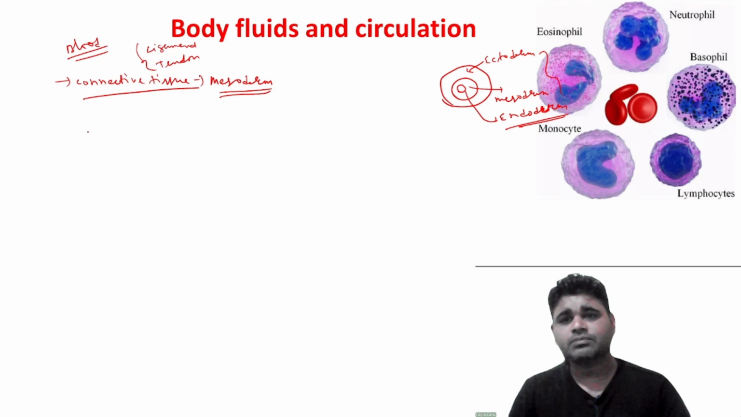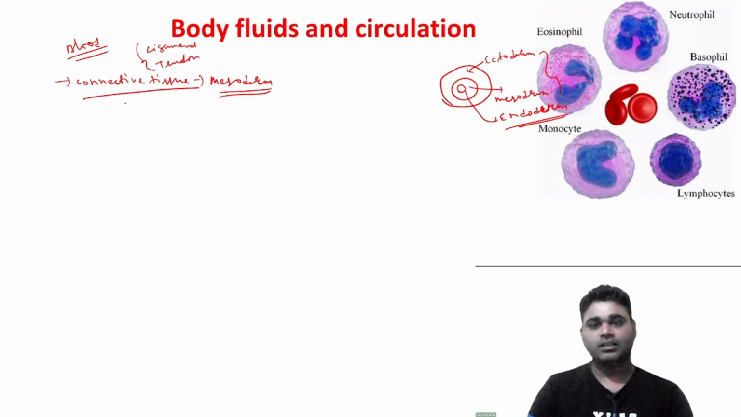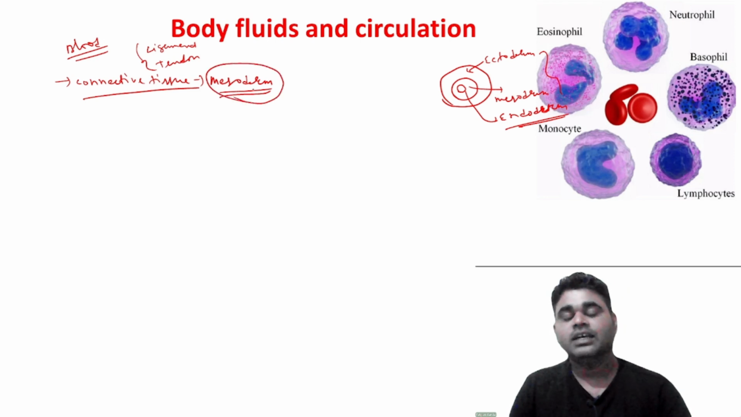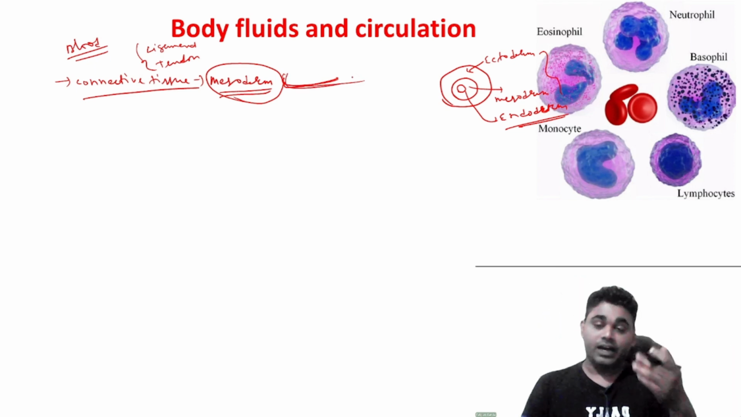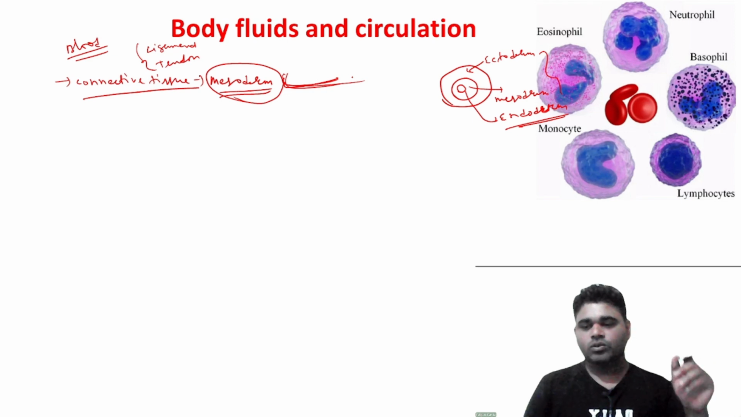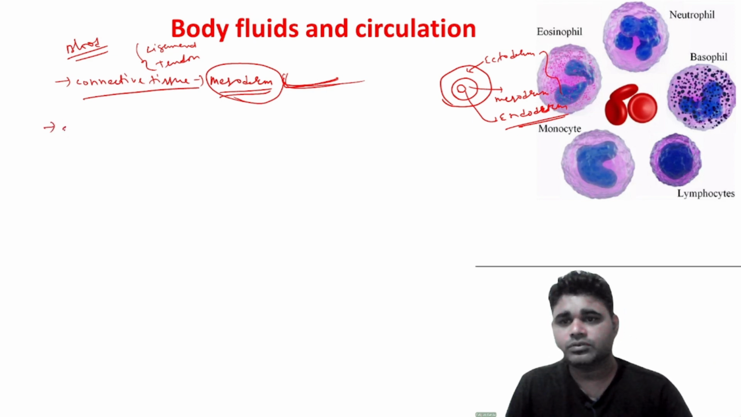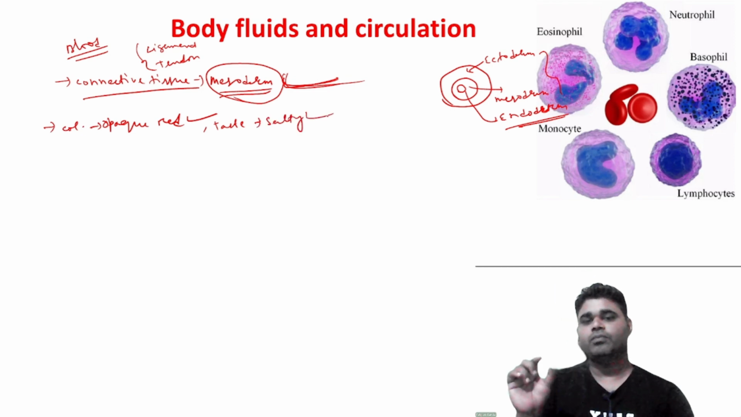So this connective tissue, or you can remember that maximum parts included in the circulatory system come from mesodermal origin, and this is very important, because it is asked many times in NEET that the origin of the heart is the mesoderm, or mesodermal origin. As for the color of the blood, it is opaque red, and the taste of the blood is salty.